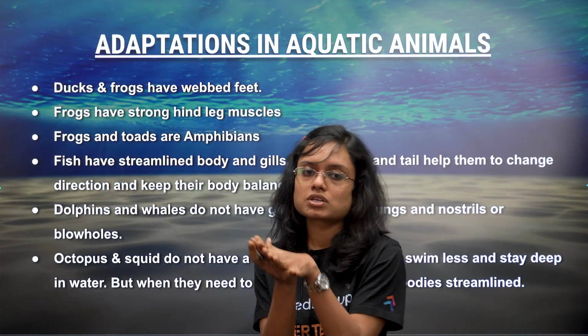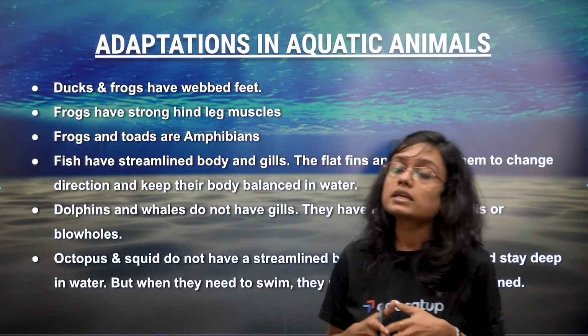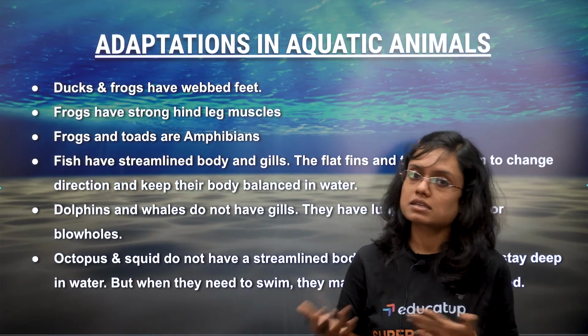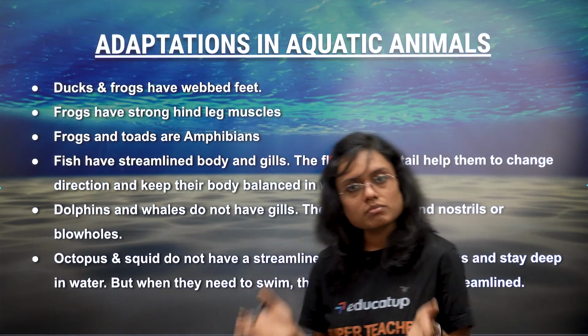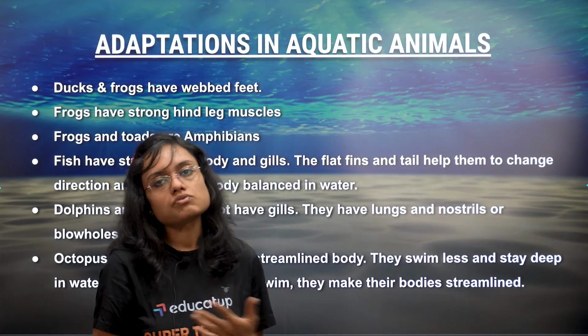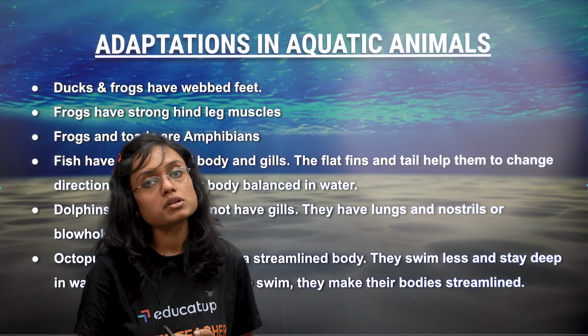Webbed means attached. Frogs have strong hind leg muscles for hopping. Frogs and toads are amphibians. That means they can also live in water and outside the water. They can survive in both the ways. Fish have a streamlined body. We have already discussed that in the last chapter. And this streamlined body helps fish to swim easily. It reduces the efforts required during swimming.